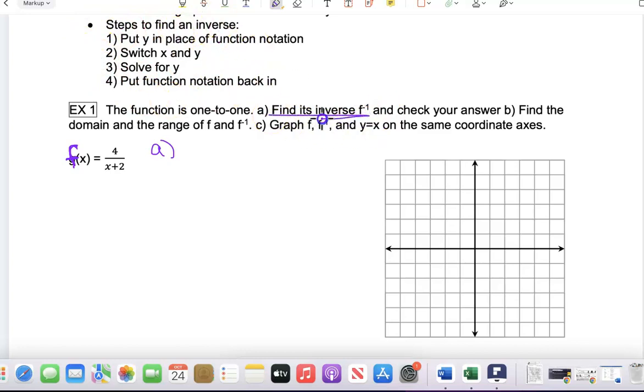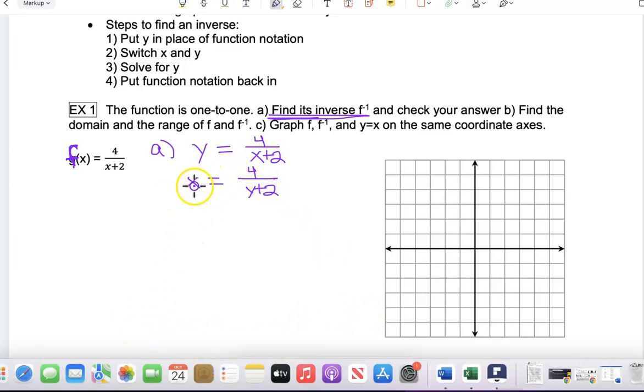I'm going to color code my work today. So I've got purple here, and then my work's going to be in purple. So first thing I'm going to do is put y in place of the function notation. So instead of f of x, I'm going to put y equals. Next, I'm going to switch the x and the y. Then I'm going to solve for y.